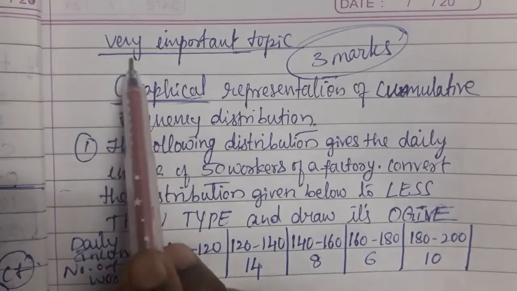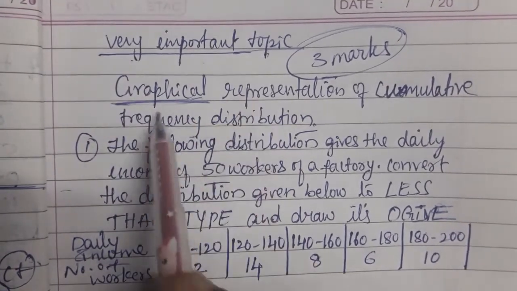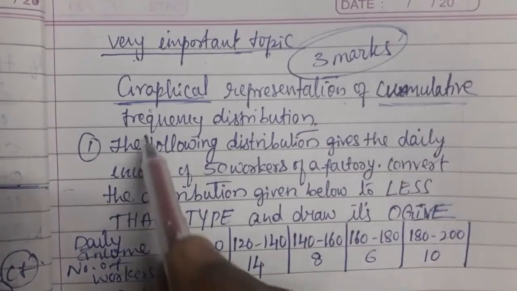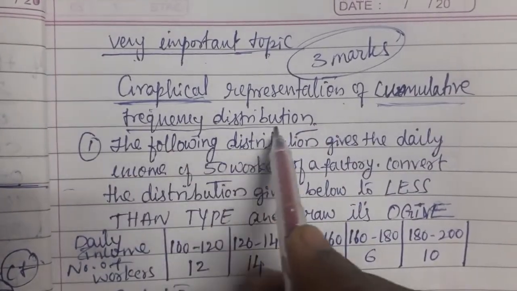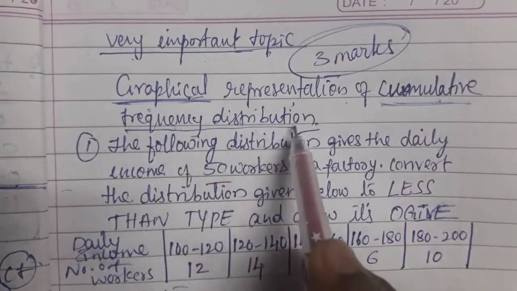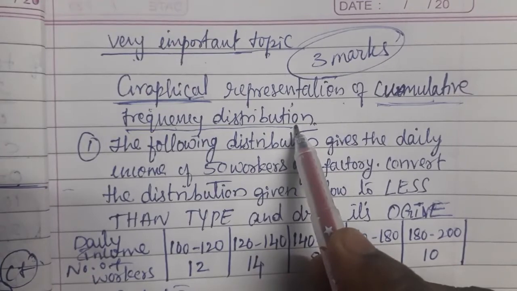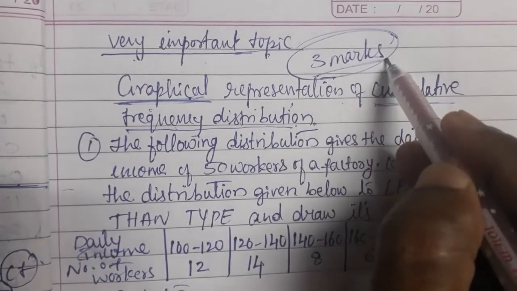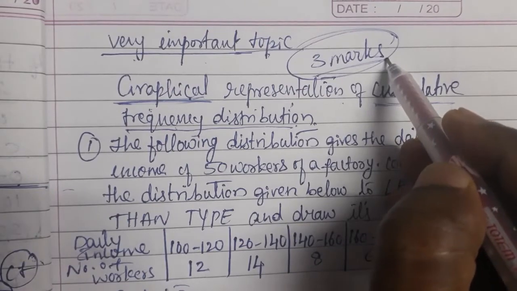Next, a very important topic is the graphical representation of cumulative frequency distribution. Very important topic for the final exam. One definite question as a 3 marker. It has to be solved and represented on a graph sheet.